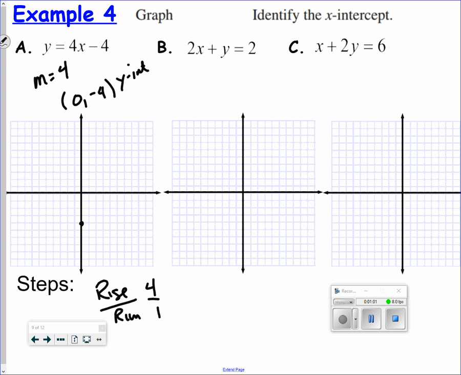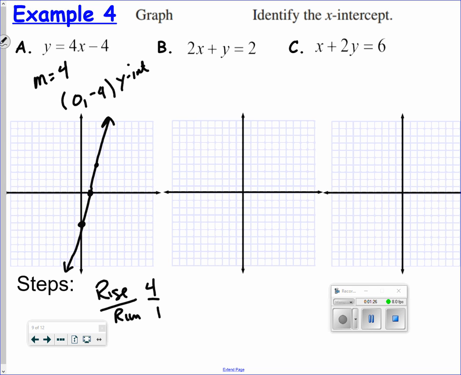So if I'm going to graph this, I already know 1 point. Going up 4 and to the right 1 gives me another point, and going up 4 and to the right 1 gives me another point. That allows me to graph a line using just the slope and the y-intercept. So the rise over the run can help me to establish more points for the line.